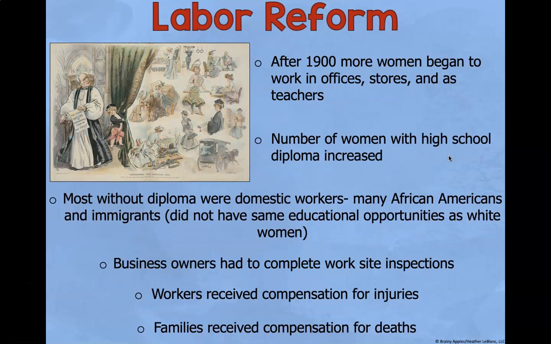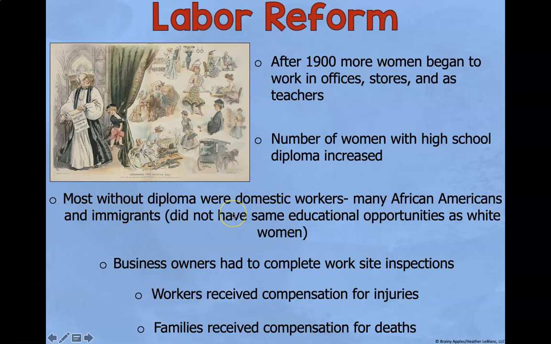Again, with labor reform. So after 1900, more women began to work in offices, stores, and as teachers. You also see an increase of women with a high school diploma. Because at this point, and even until the mid to late 1900s, a lot of women, and even men too, will drop out of school to take care of the family. So, for example, my grandmother, she dropped out of school when she was 13 because she was the oldest in the family, and she had to get a job to make sure that her siblings could afford certain things because the family just had no money.